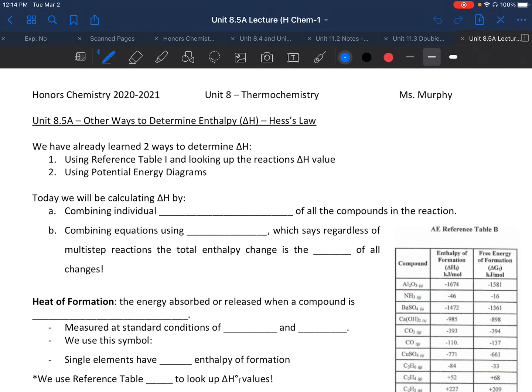And so what we're going to learn about today are two different ways to figure out enthalpy. The first of which is where you combine individual heats of formation of all the compounds in the reaction. So we'll talk about what a heat of formation is next. And then we're also going to look at combining equations using what's called Hess's law. And that just says, regardless of how many steps it takes in a reaction, the total change in enthalpy is going to be the sum of all the changes.